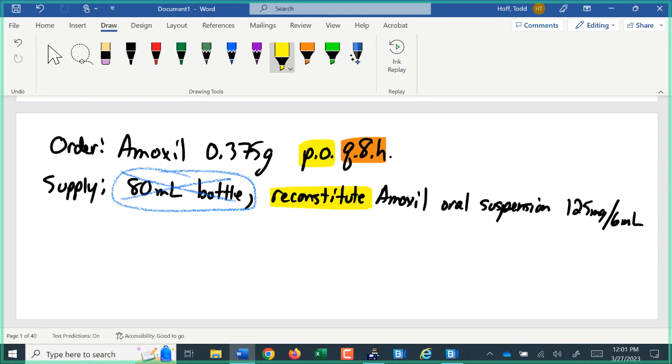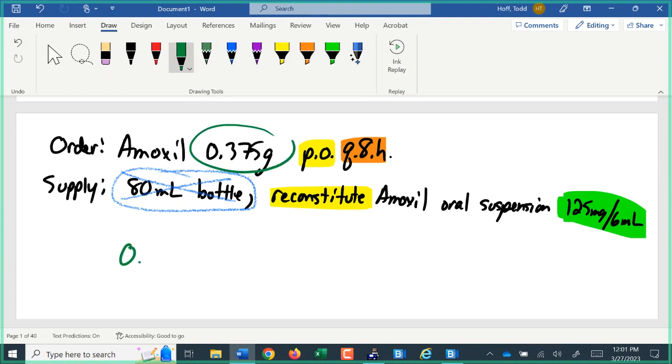So reconstituting this is just saying that it was shipped dry so that we didn't have to worry about any of those factors, and then water is added to it later. So either we have to add the water to it before we use it, or it's already been added. Either way, the only important piece of information on that label is this right here, that it is constituted to 125 milligrams per 6 milliliters of fluid. So we'll start out with the doctor's orders again, 0.375 grams.